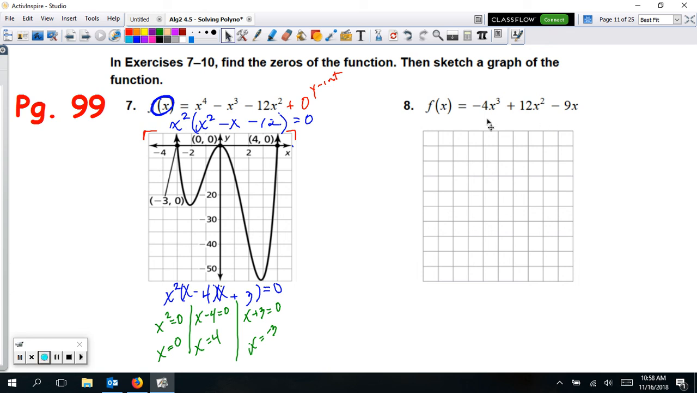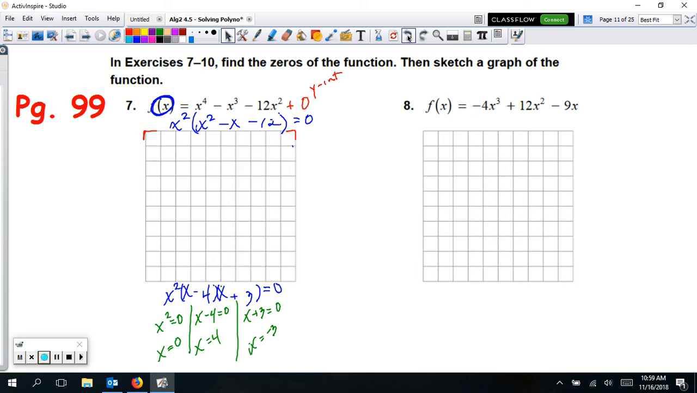All right, going to number 8. Let's first factor out a GCF, which in this case would just be an x on this one, but it does have a negative sign in the front, so we really should factor out a -x. Your GCF is going to want to be negative if your leading coefficient is negative. So we're going to factor out the negative.